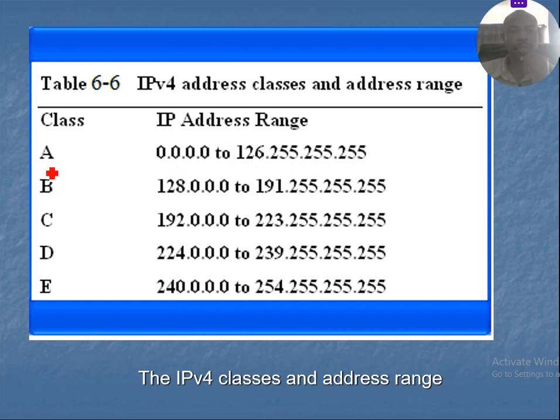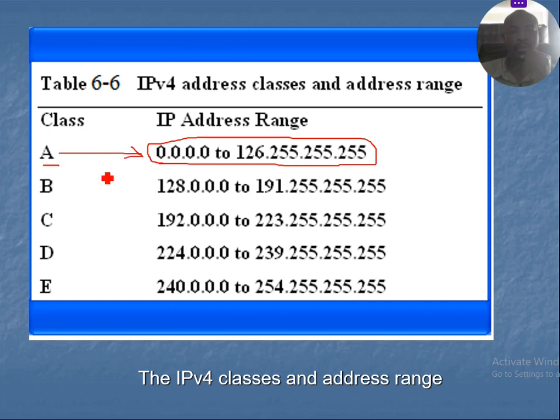So for class A, we have the range from 0.0.0.0 up to 126.225.225.225. So class A IP addresses range from this. You will be assigned dynamically an IP address that covers this range. So this range of IP addresses is called class A IP addressing, version 4.